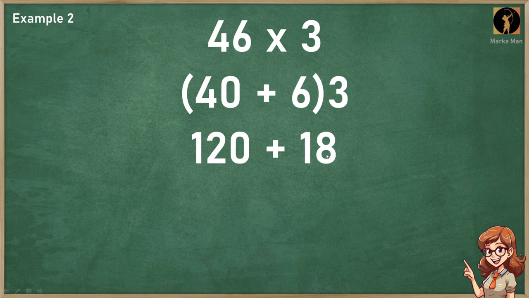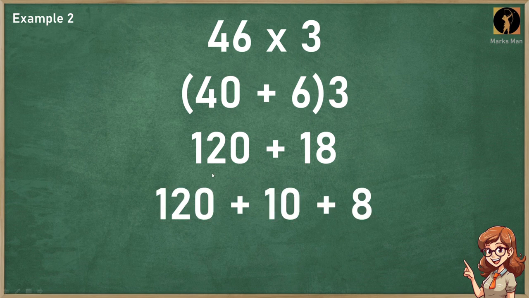Next, you need to distribute the number 3 outside the parentheses on the numbers inside the parentheses. So 3 times 40, that is 120. And 3 times 6, that is 18. And then for you to add this easily, you can separate the number 18 into each digit value. So it becomes 120 plus 10 plus 8. Because in number 18, the value of 1 is 10 and the value of 8 is 8.